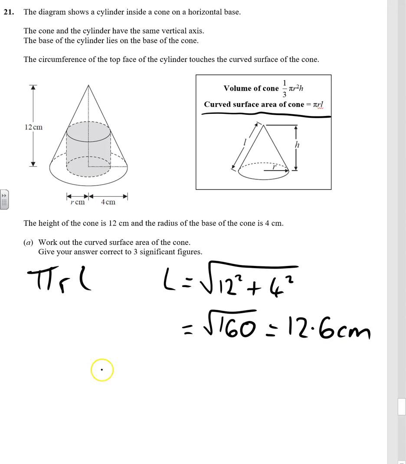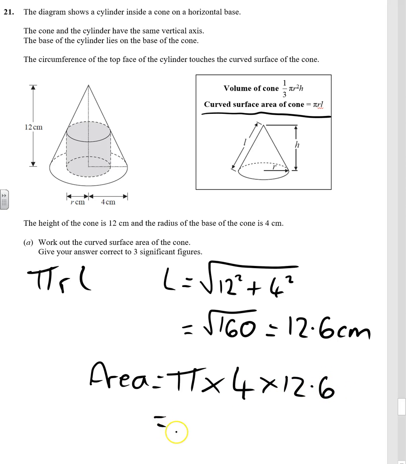So our actual area is equal to pi times 4, which is the radius, times our previous answer. Tap that all into a calculator, we get 158, three significant figures, so 158 centimetres squared.